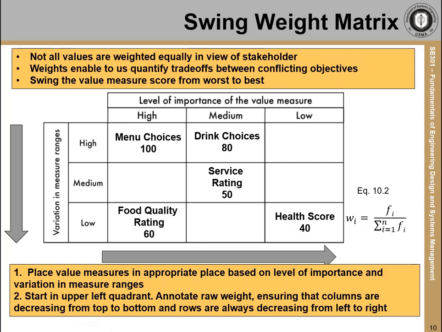You can see in the example shown for the dining out decision that the stakeholder places high importance on the menu choices value measure and that it has a high range of variation. On the other hand, health score has a low importance to the stakeholder and the variation for the number of violations is low. Using equation 10.2 shown at the bottom right of the slide, we can determine the global weight for each value measure by dividing its swing weight by the sum of all of the swing weights.